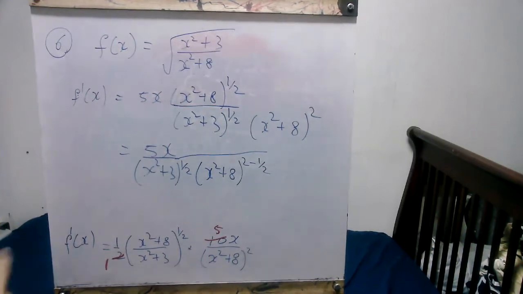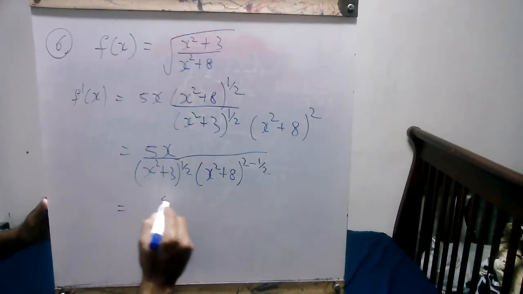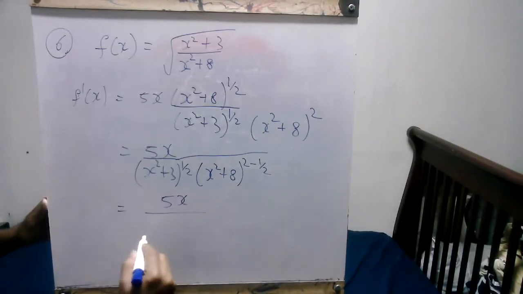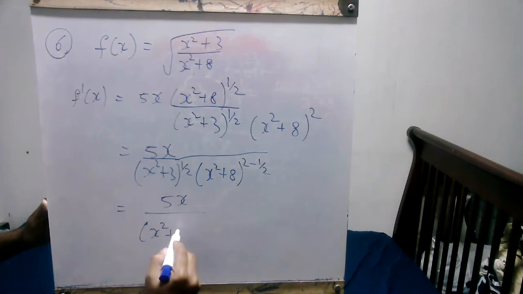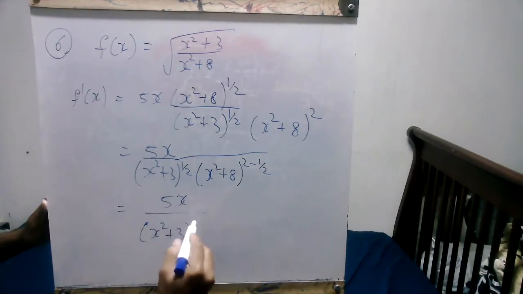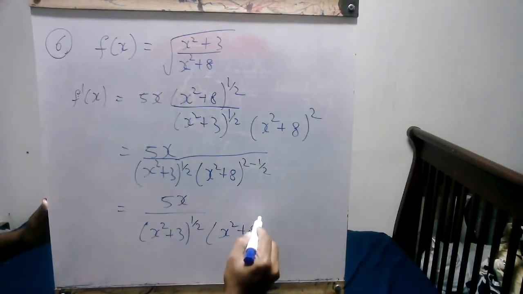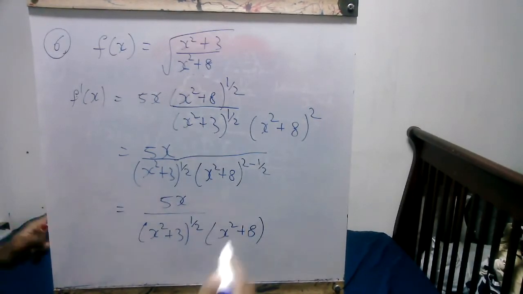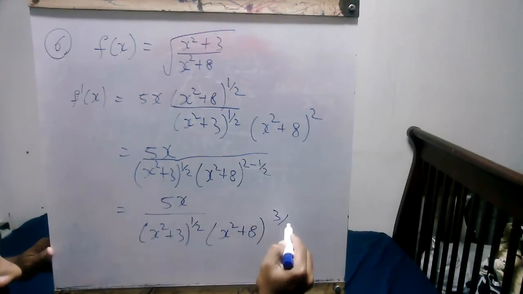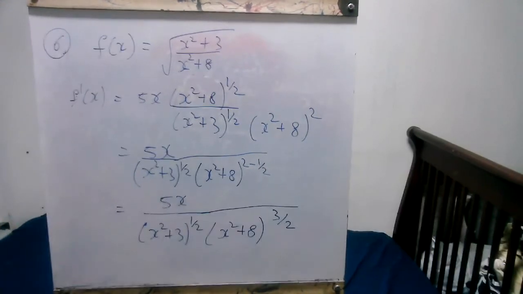Okay, so I'm going to erase this. We get 5x divided by x square plus 3 to the power 1/2 times x square plus 8 to the power 2 minus 1/2, which is 1 and 1/2, which is 3/2, right? So this is the final answer. Get it?